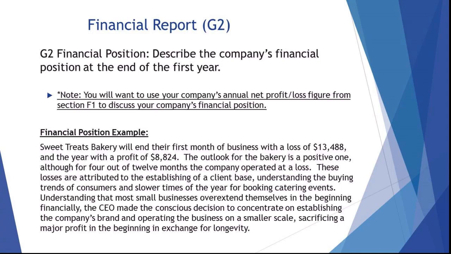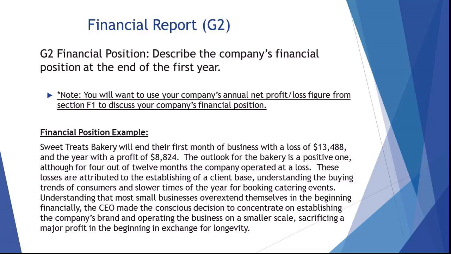Next in Section G, you'll be discussing your company's ending financial position after the first year of operations. So within here, it's a short summary, usually 1 to 2 paragraphs, that discuss where your company ended up and how that sets the stage going forward. They are going to be looking for a final financial figure, so it's a great idea to include your company's annual net profit or loss from section F1 in order to support that financial position.